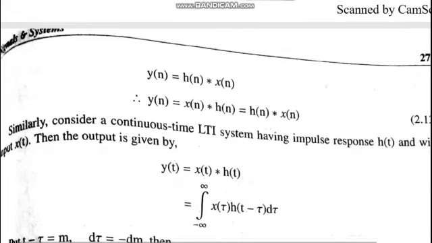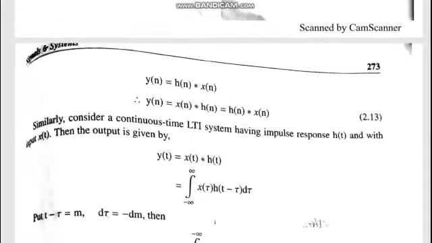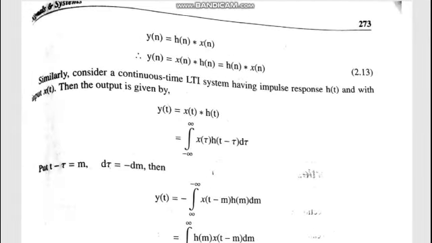Similarly, the above equation can also be represented for the CTS signal. That is y of t is equal to x of t convolved with h of t. You see the difference between your DTS and CTS. In DTS, we are going to write summation. In CTS, we are going to represent it as an integral. Y of t is equal to x of t convolved with h of t.